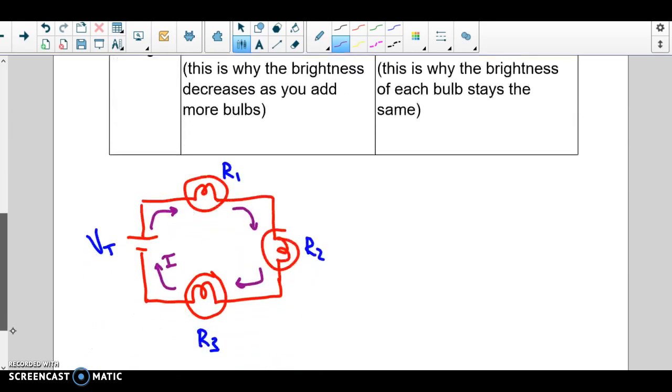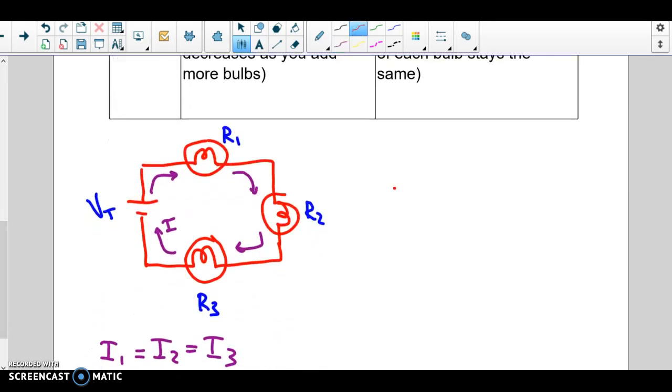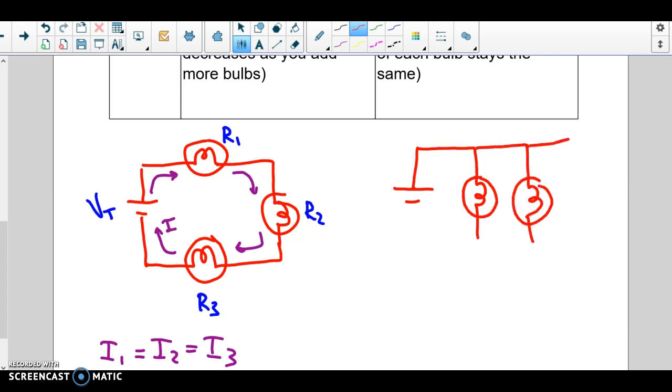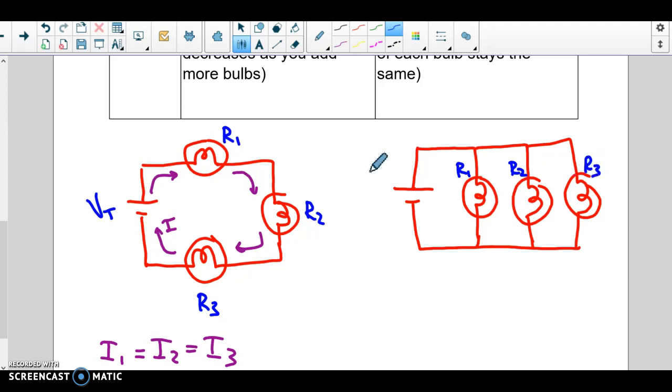Down at the bottom, I'll draw another diagram. This one's going to be of a parallel circuit. I'll have my same single cell battery, but this time I'm going to have 3 light bulbs that are in parallel. So each of them is connected directly across the source. I'll name them the same thing. I'll call that R1, R2, R3, and this is the total voltage, the voltage supplied by the source.